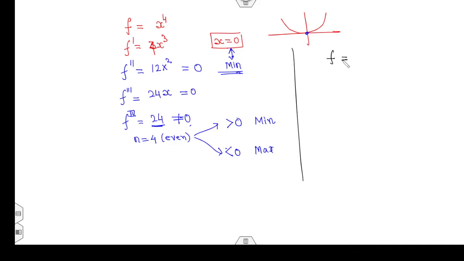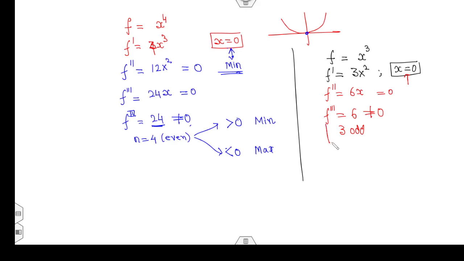On the other hand, अगर मैं आपसे एग्जाम्पल ले लूँ x³, the first derivative will be 3x², and clearly x is equal to 0 is the critical point. Then you can find the second derivative, 6x. At the point x is equal to 0, the answer is 0. We can find the third derivative, which is non-zero, but 3 is an odd number. So that means x is equal to 0 is neither the maximum point nor the minimum point. और अगर आप इसका ग्राफ बनाओ, you all know 0 is the point of inflection.